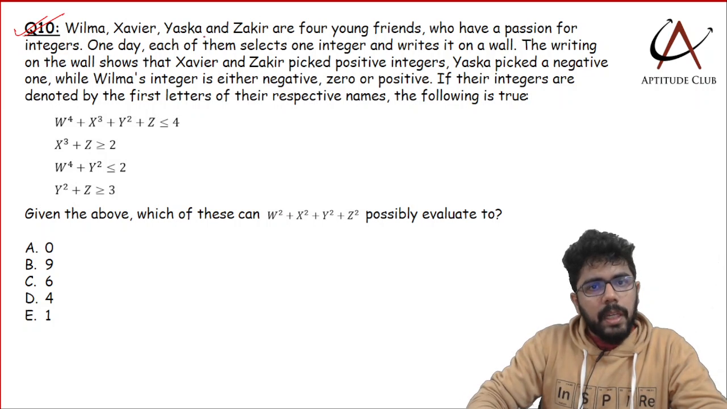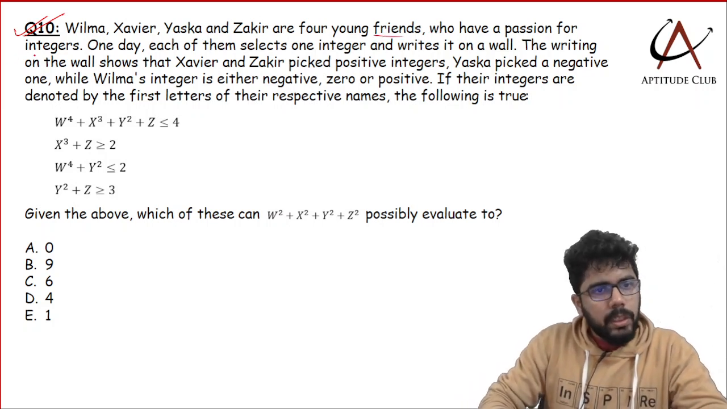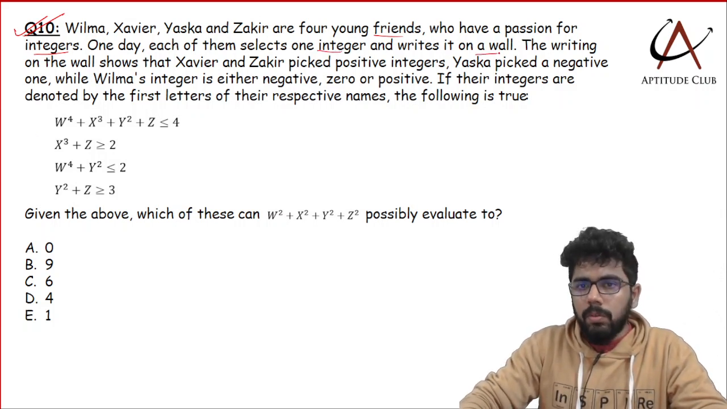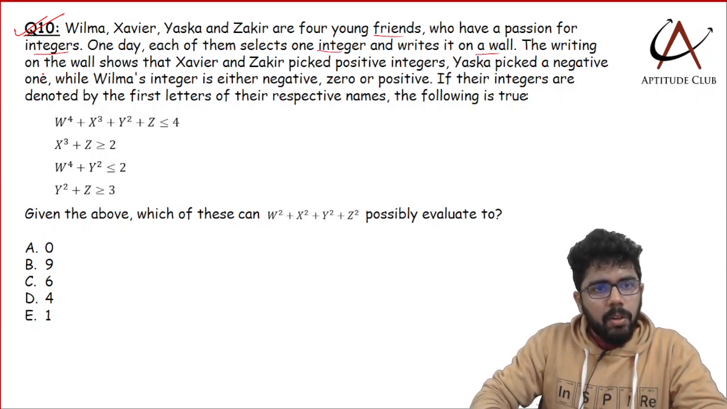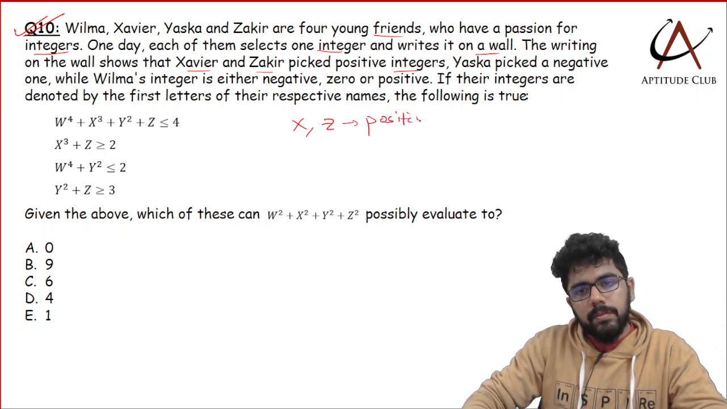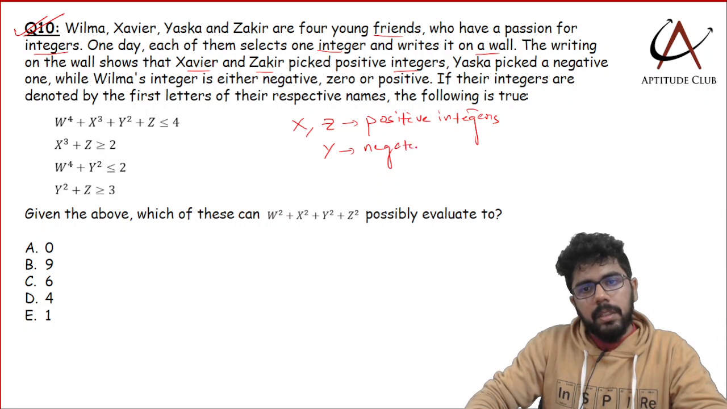Wilma, Xavier, Yaska and Zakir are 4 young friends who have a passion for integers. Now one day each of them selects one integer and writes it on a wall. The writing on the wall shows that Xavier and Zakir picked positive integers. So Xavier and Zakir have picked positive integers. Yaska picked a negative one. Yaska has picked a negative one.